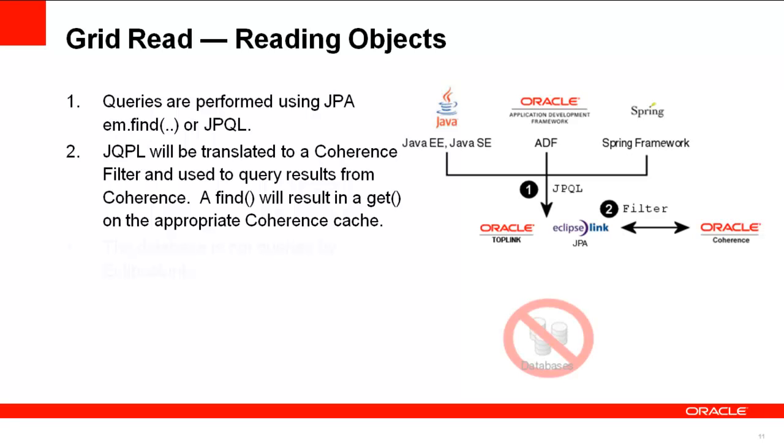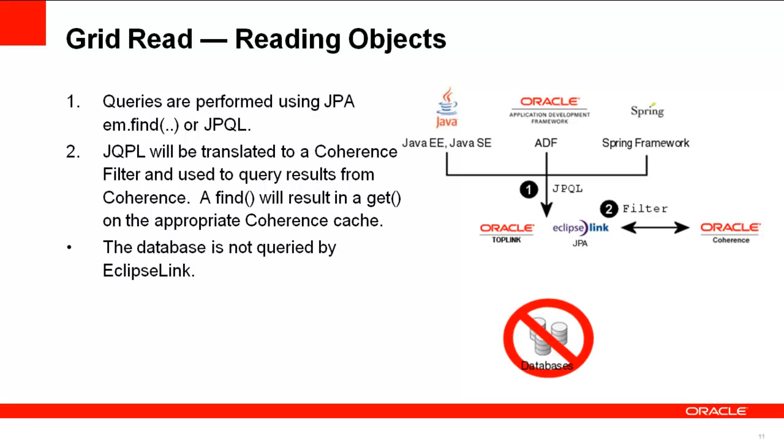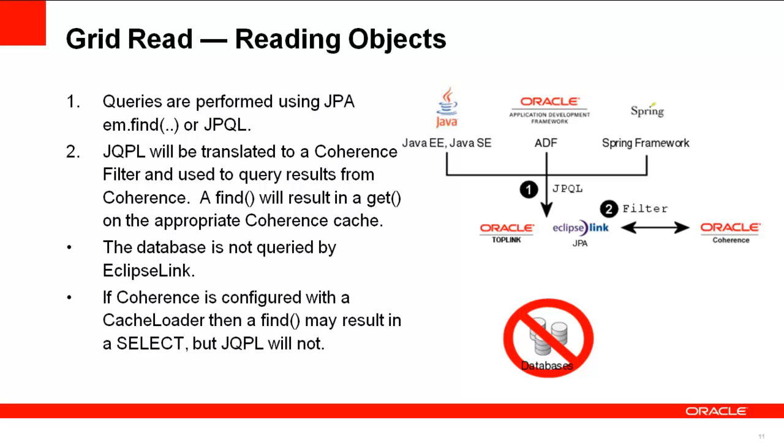In this case, the database is not queried. If Coherence is configured with a cache loader, then an entity manager find may result in a select on a database, but by default, JPQL will not. You do, however, have the option of overriding this behavior by using a query hint with EclipseLink.